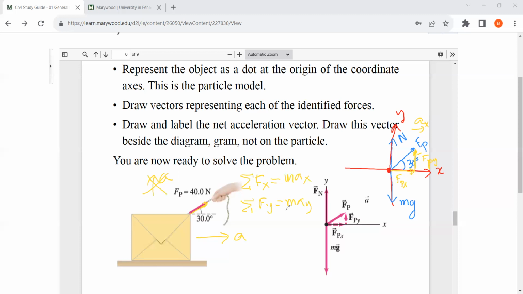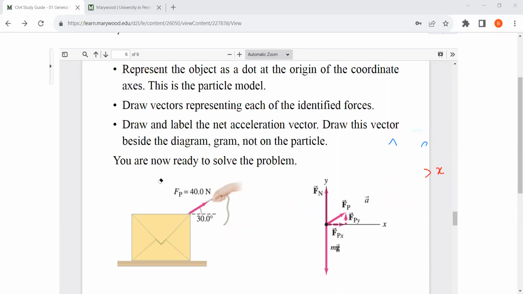All right, so let me summarize this one again, and then that's it for today. The first thing, when we have a problem like this, is to identify all the forces acting on this object. Here we have the gravity, we have the normal force, and we have this force. But this is not useful because it is neither along the x-axis nor the y-axis. So we have to break it into its components.